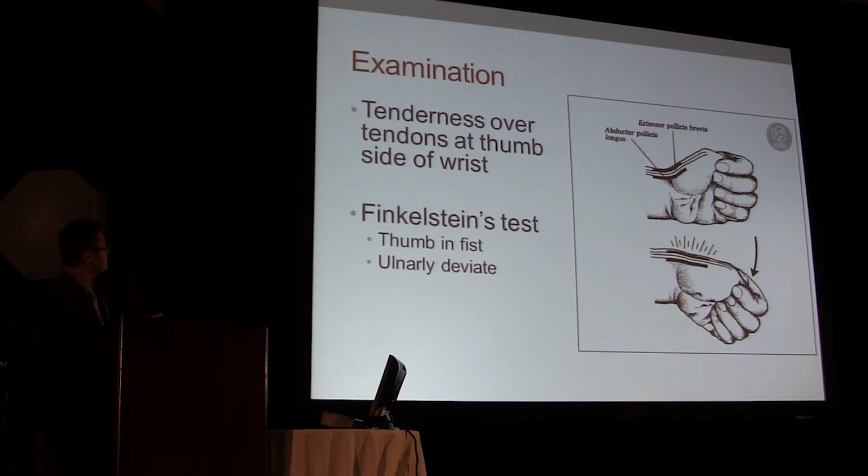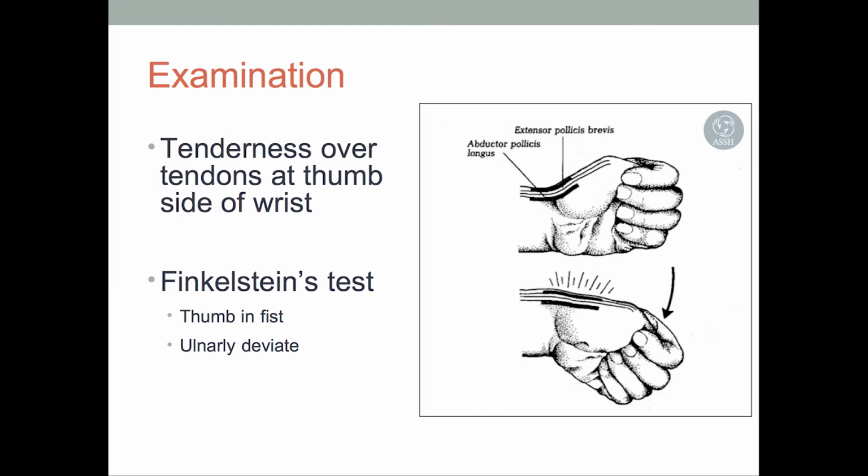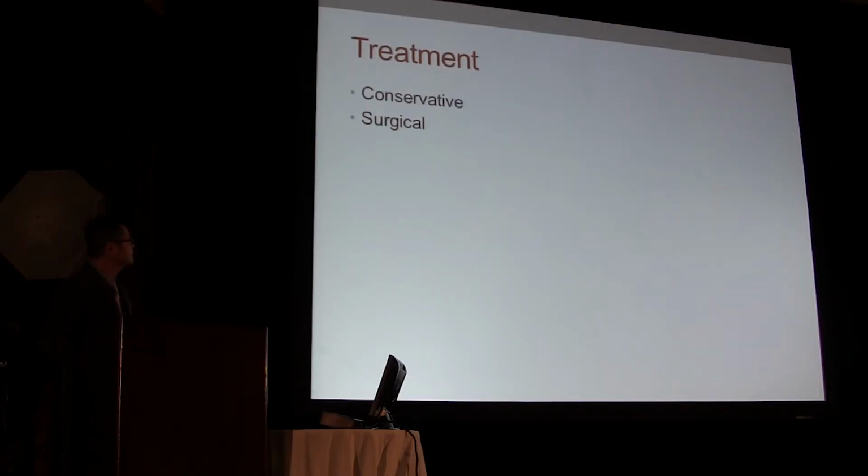So on physical exam, the classic test is called the Finkelstein's test. So you put your thumb in your palm, and then you ulnarly deviate like this. In medical school, they taught me to actually do that for the patient. I would not recommend that. It's really, really painful. Just have them put their thumb in and then have them do it themselves. If they have pain, it's positive, okay? That's one of the tests.